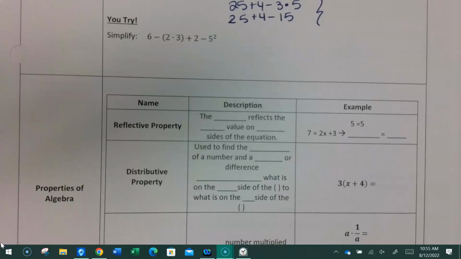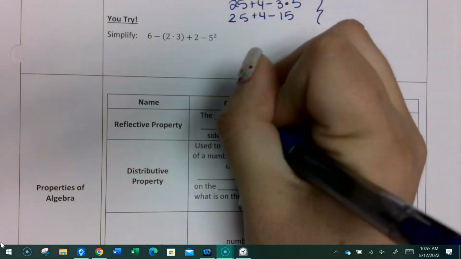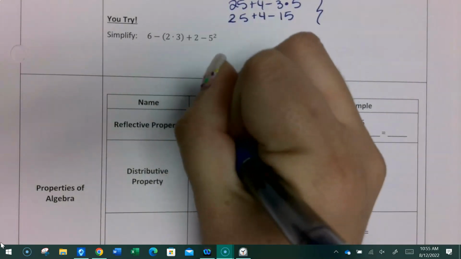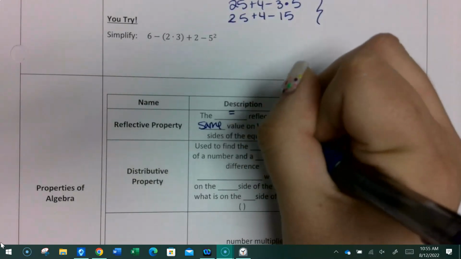Okay, so next thing we're going to talk about is the reflective property. The equal sign reflects the same value on both sides of the equation.